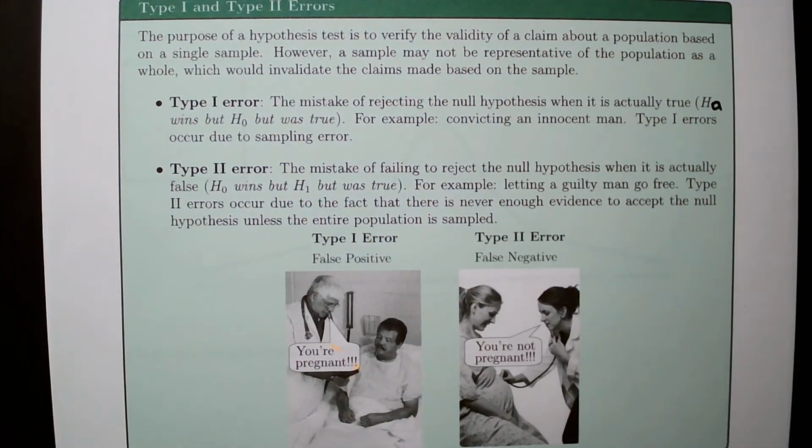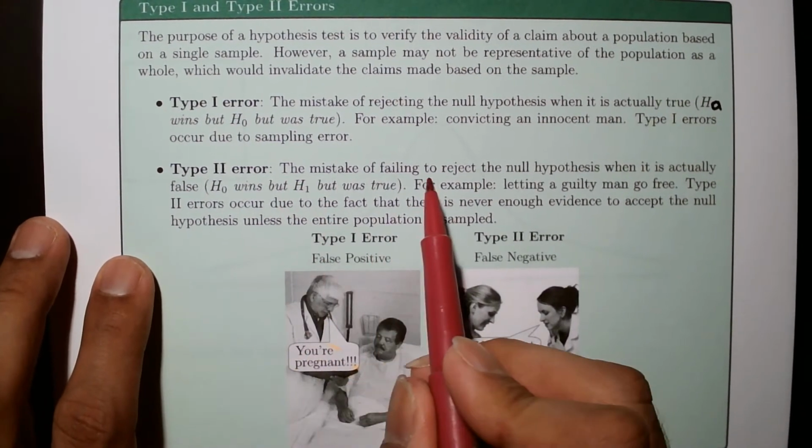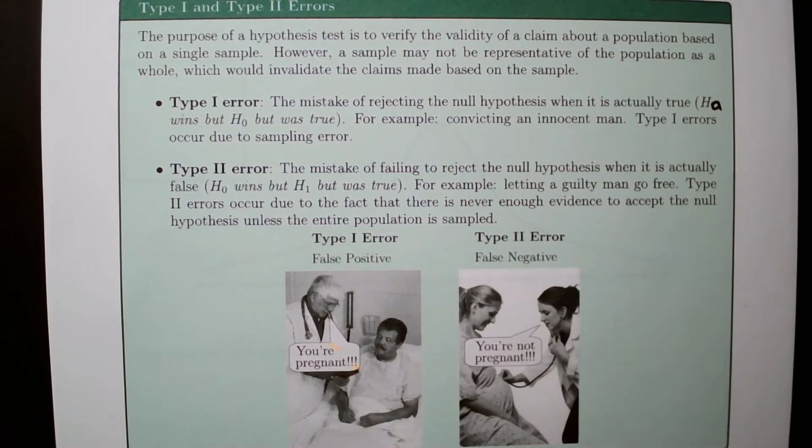Now let's look at type 2 error. The type 2 error is the mistake of failing to reject the null hypothesis when it was actually false, when actually you had evidence to prove some statement wrong. So in this case, what are we going to do?